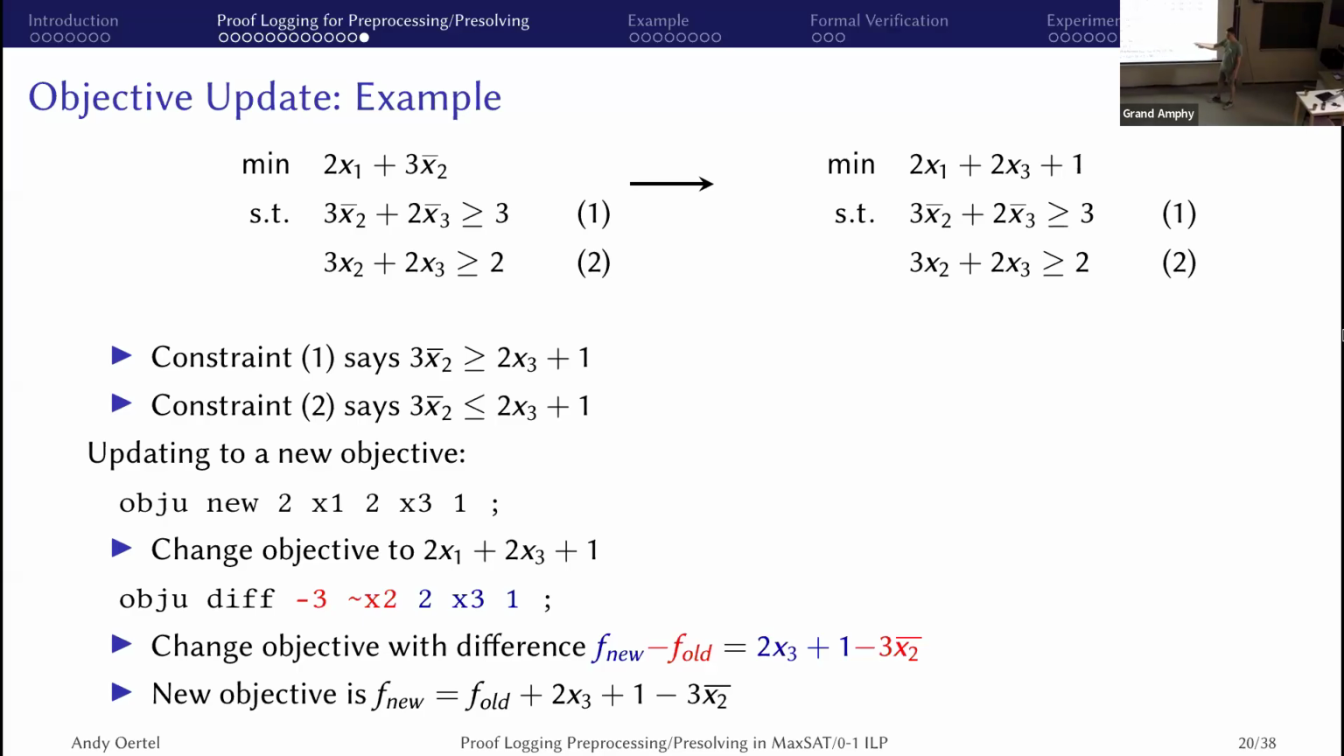Or we specify the difference. And here for the difference, what we basically say is that the terms that we introduce new to the objective appear positively. So we're adding to the objective 2x3 plus 1. And the terms that we remove from the objective appear negatively. So minus 3 not x2. And then we can compute the new objective just by adding this difference to the old objective.